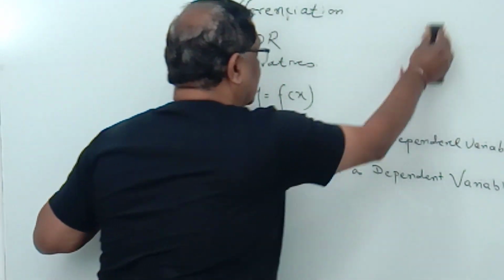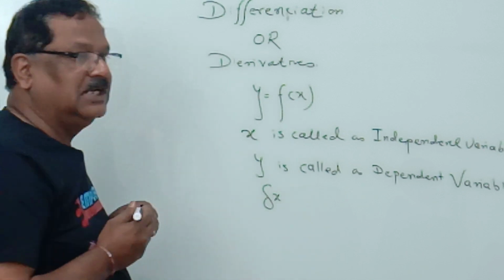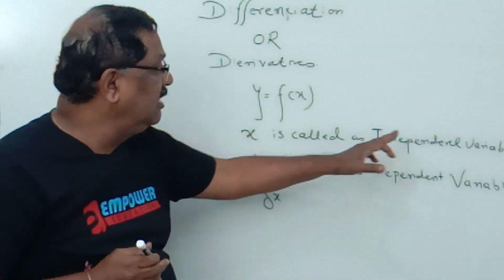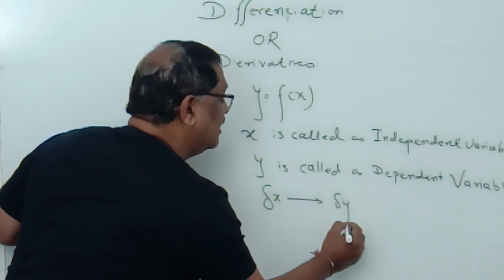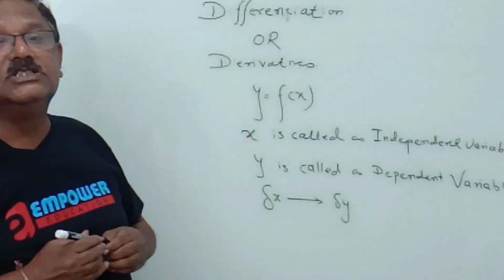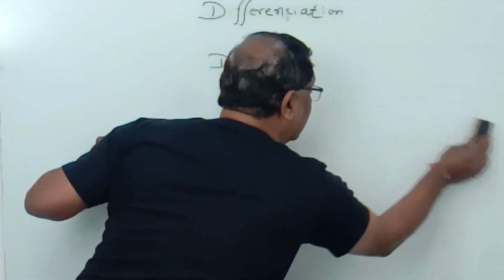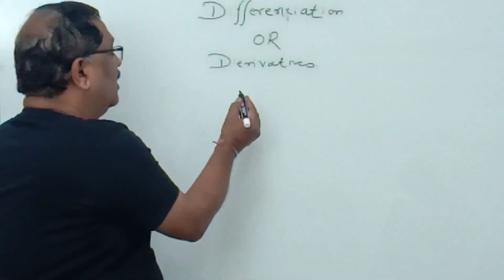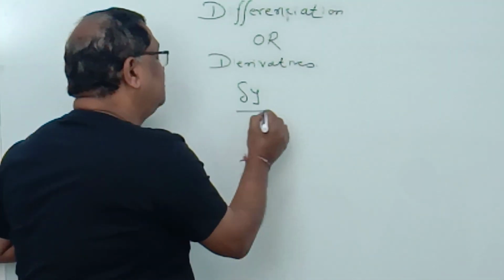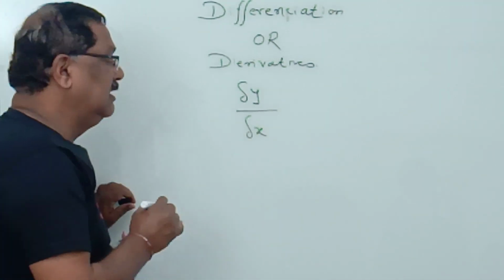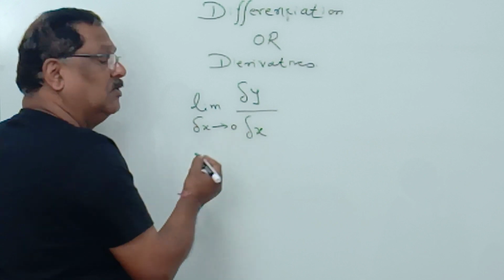Now, for further extension, suppose I make a small change in x, which is delta x. When there is a small change in the independent variable, there is definitely a small change in the value of the dependent variable, that is delta y. Then, what is meant by differentiation or derivatives? It is nothing but the change that takes place in the dependent variable with respect to the change in the independent variable, but that change should be very small, that is, limit delta x tends to 0.